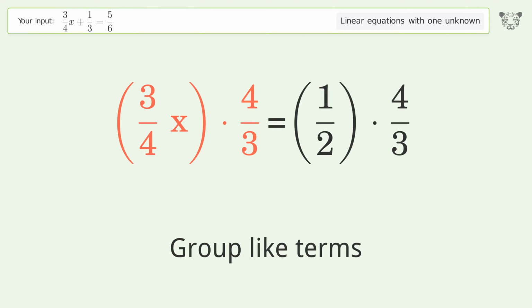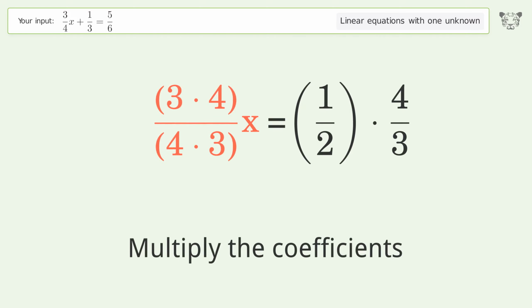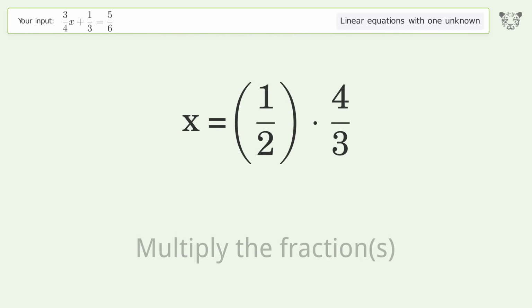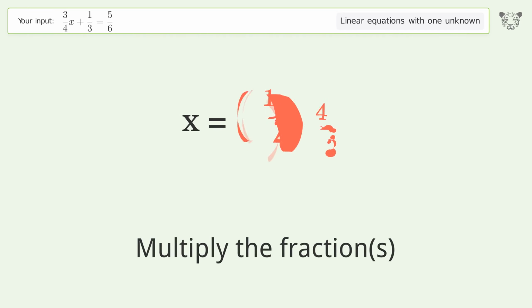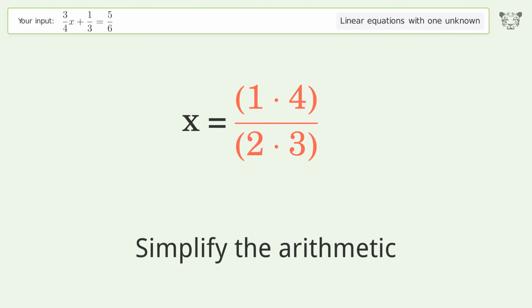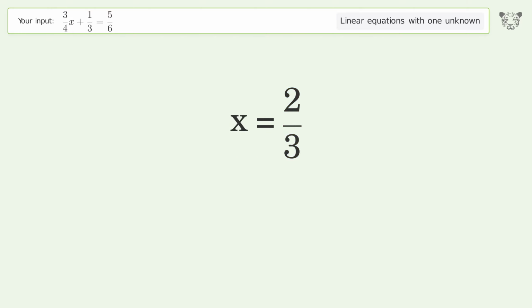Group like terms. Multiply the coefficients. Simplify the fraction. Multiply the fractions. Simplify the arithmetic. And so the final result is x equals 2 over 3.